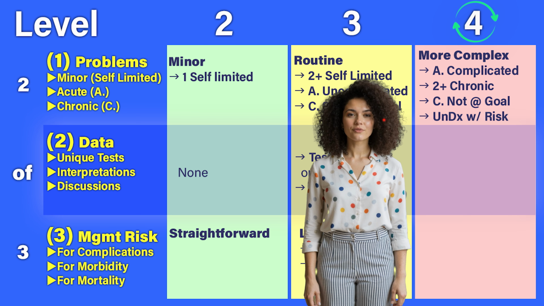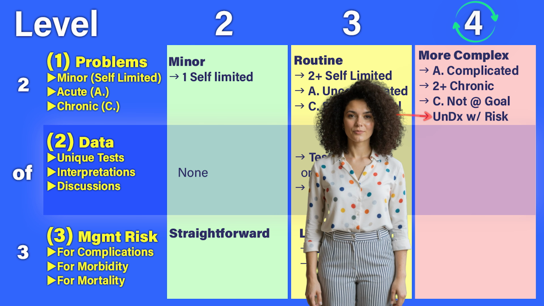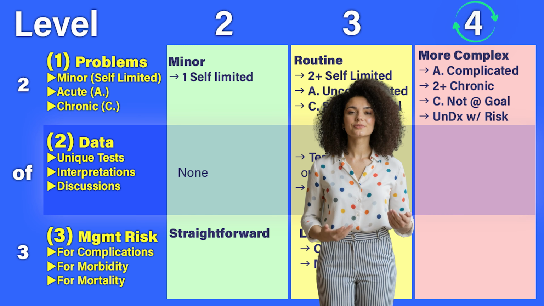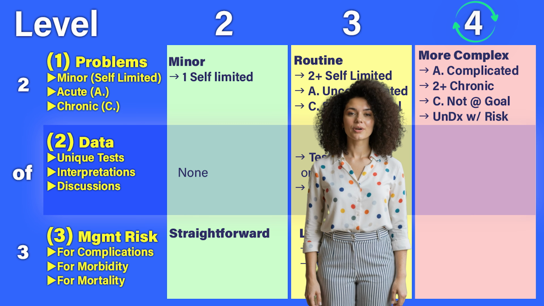More commonly, Level 4 is supported by 2 stable chronic conditions, or 1 chronic condition that is not at treatment goal. A new undiagnosed problem with uncertain prognosis may also support Level 4. For example, a neoplasm of unspecified behavior with a differential that includes skin cancer.